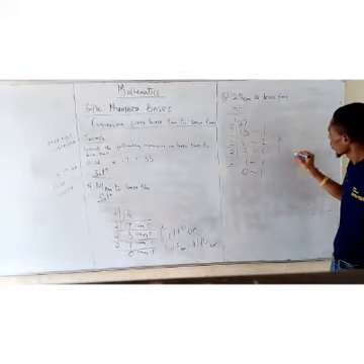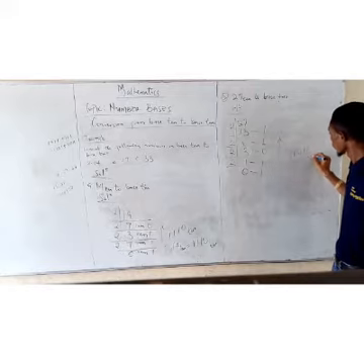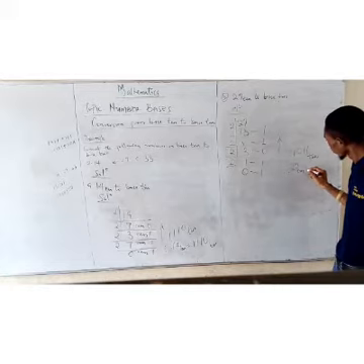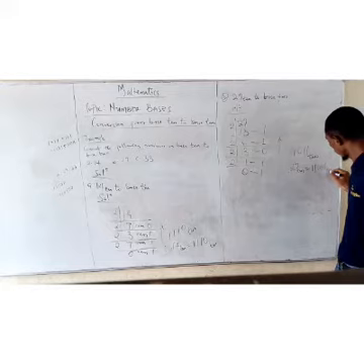It's going to be 1, 1, 0, 1, 1, base 2. Therefore, 27 base 10 is equal to 1, 1, 0, 1, 1, base 2.